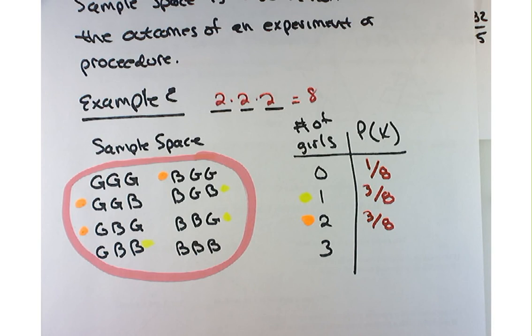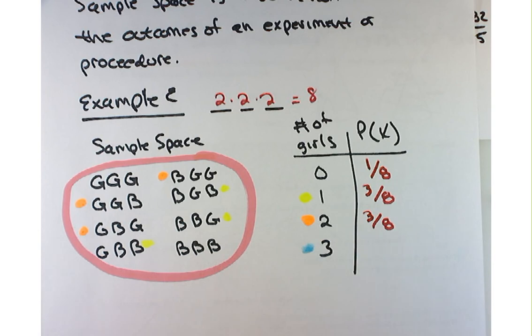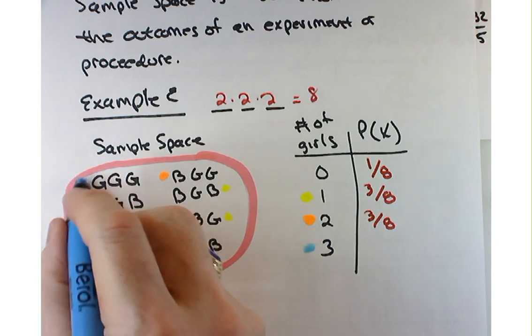Finally, there's a probability of 3 girls. What's the probability of 3 girls? How many ways can that occur? Just 1.